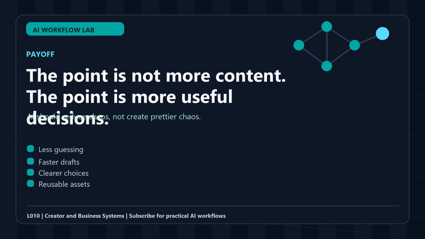Now here is the next step. Save this workflow and run it on one real task today. Then write down what failed. The failure is not a problem. It is the data that improves the next version.